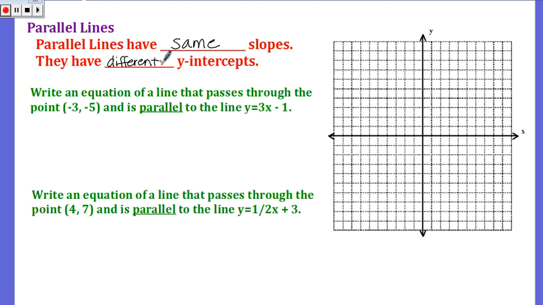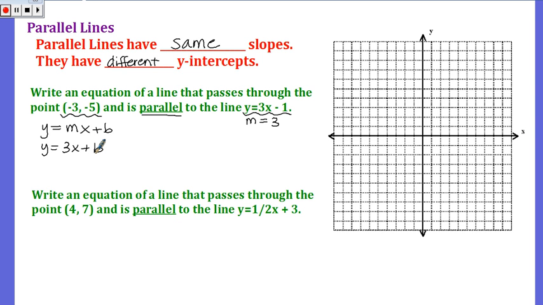We're going to write an equation of a line that passes through the point (-3, -5) and is parallel, so m is going to be the same, to the line y = 3x - 1. That means we need a slope of 3, but a different y-intercept. When I'm using the slope-intercept form, I substitute in my slope. The thing I'm missing is my y-intercept.